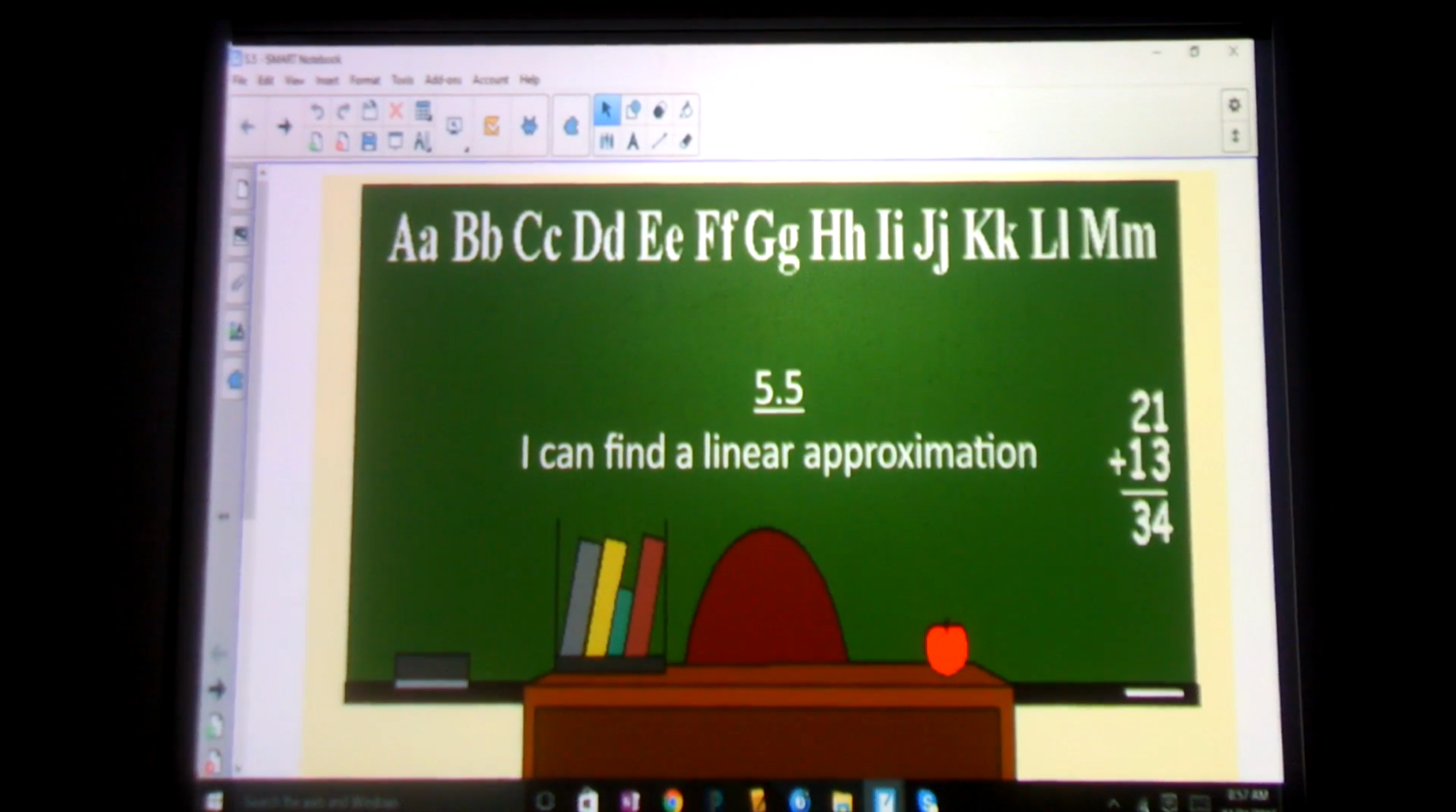Okay, today we're going to find linear approximations. What we're going to do is take some notes and then you will work on homework. In that order, right, Harris? Okay. So, 5.5, I can find the linearization. Let's jump in.